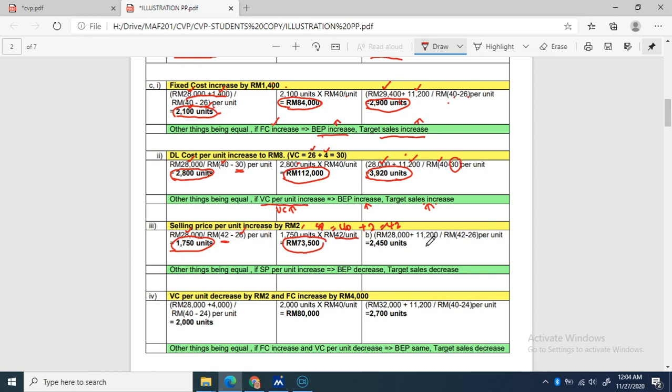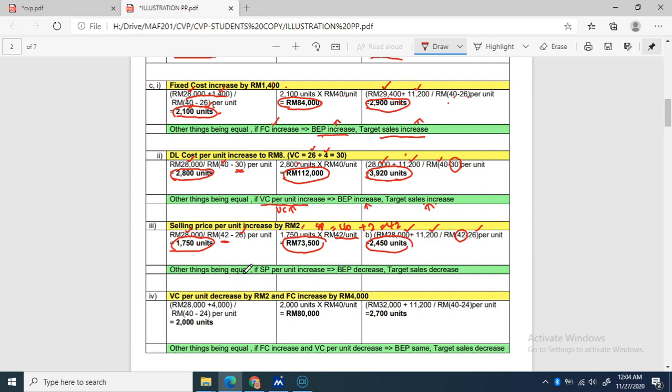Okay, to get target sales, the fixed cost remains unchanged, profit remains unchanged. The change here is the selling price 42 minus variable cost 26, which remains unchanged. So the target sales is 2,450.